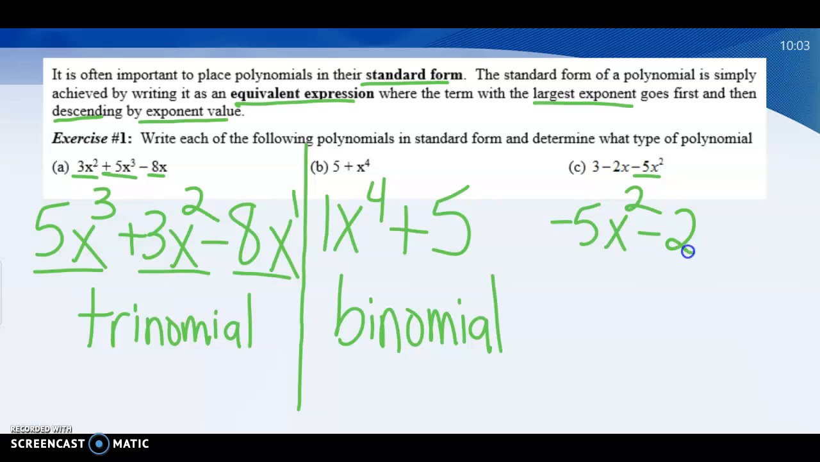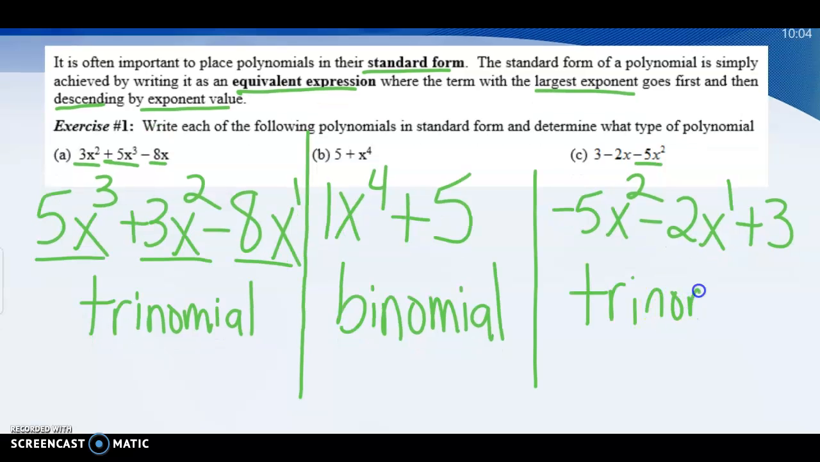Then minus 2x, because that has an exponent of 1, and then positive 3, because that doesn't have a variable, which means it doesn't have an exponent at all, okay? Now, I'm curious to see what type of polynomial people think this is. Three non-like terms that are being separated by addition or subtraction, okay? So there we go with the first exercise, and now let's take a look at number 2.